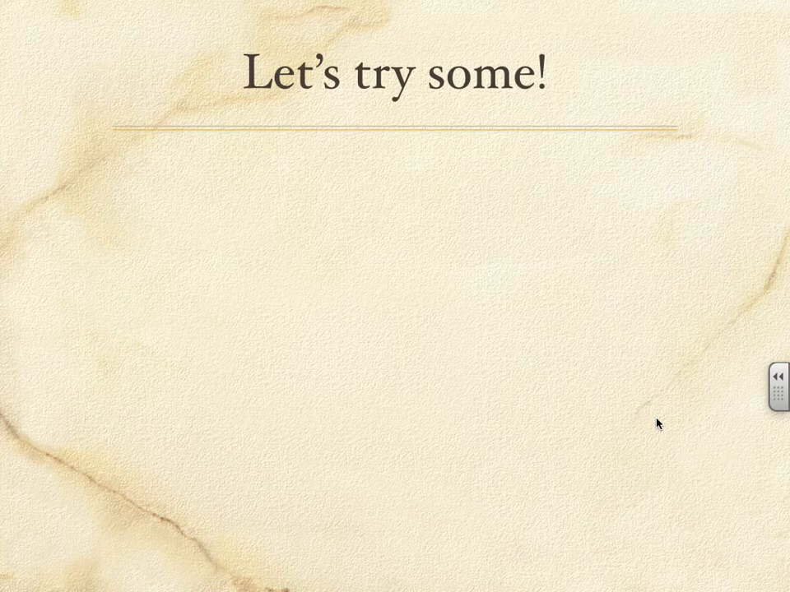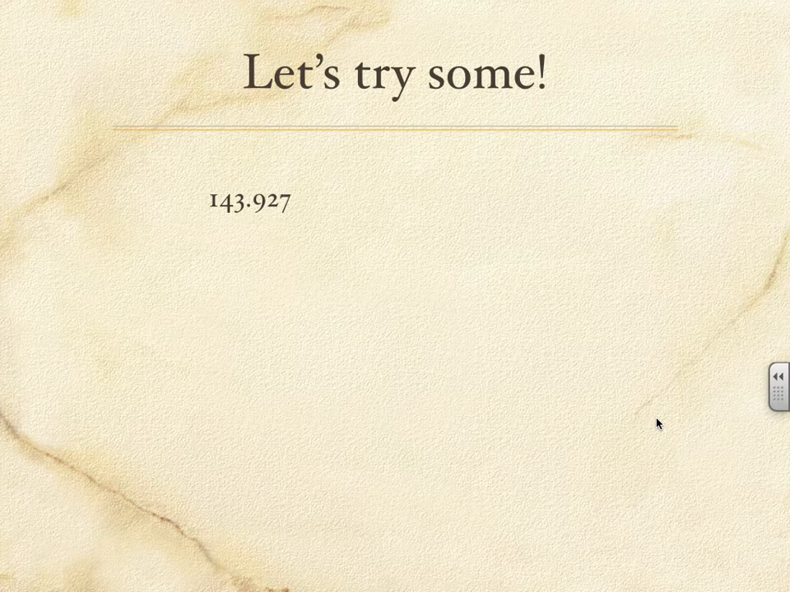So let's try some. Our first number, how many of those are significant? 6. All 6. What's my uncertain digit? 7. The 7, which could be an 8 or a 6. How many of these are significant? All 5, even these zeros? Yes, because they're in between other numbers that are significant. My uncertain one is the 3, which could be a 2 or a 4.